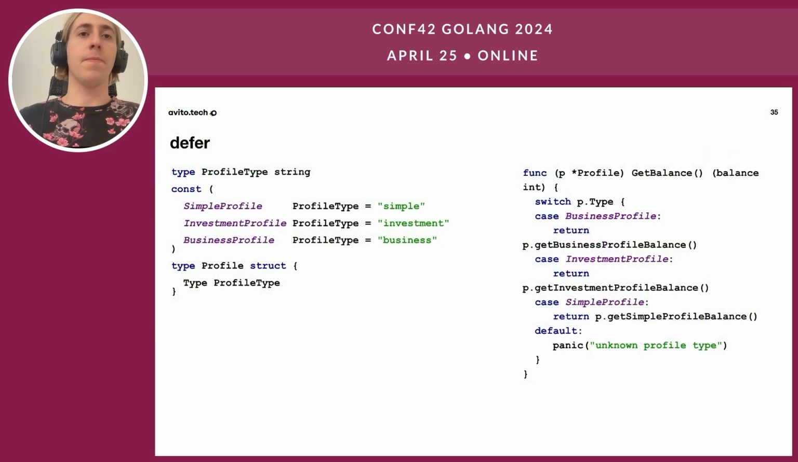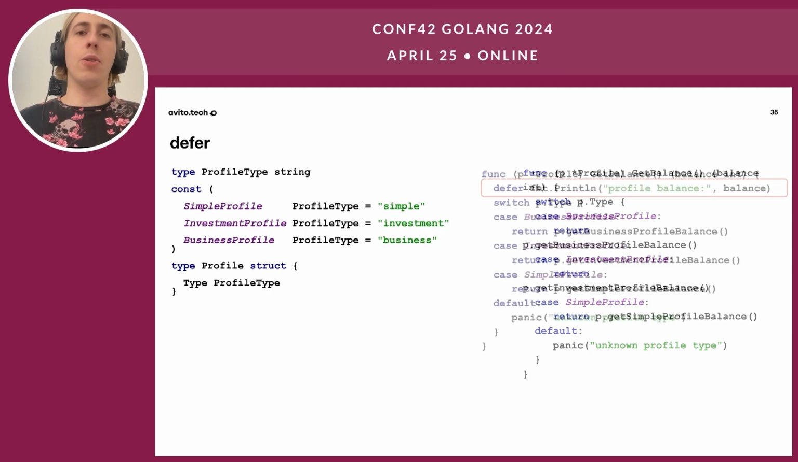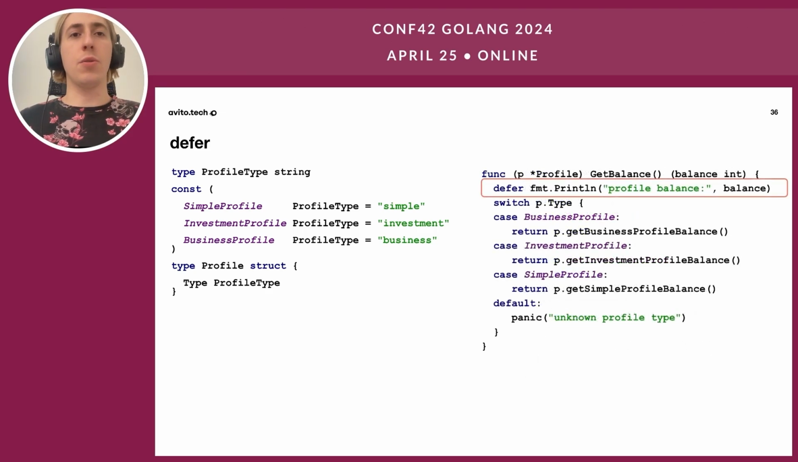Consider an example. Here we see the Profile structure and several possible types for it, as well as the getBalance method, in which, depending on the profile type, one or another balance calculation method is selected. Let's say now we want to add a log with the final balance obtained during the calculation. As a result of such a log, we will always see the entry profile balance 0. Why is this so?